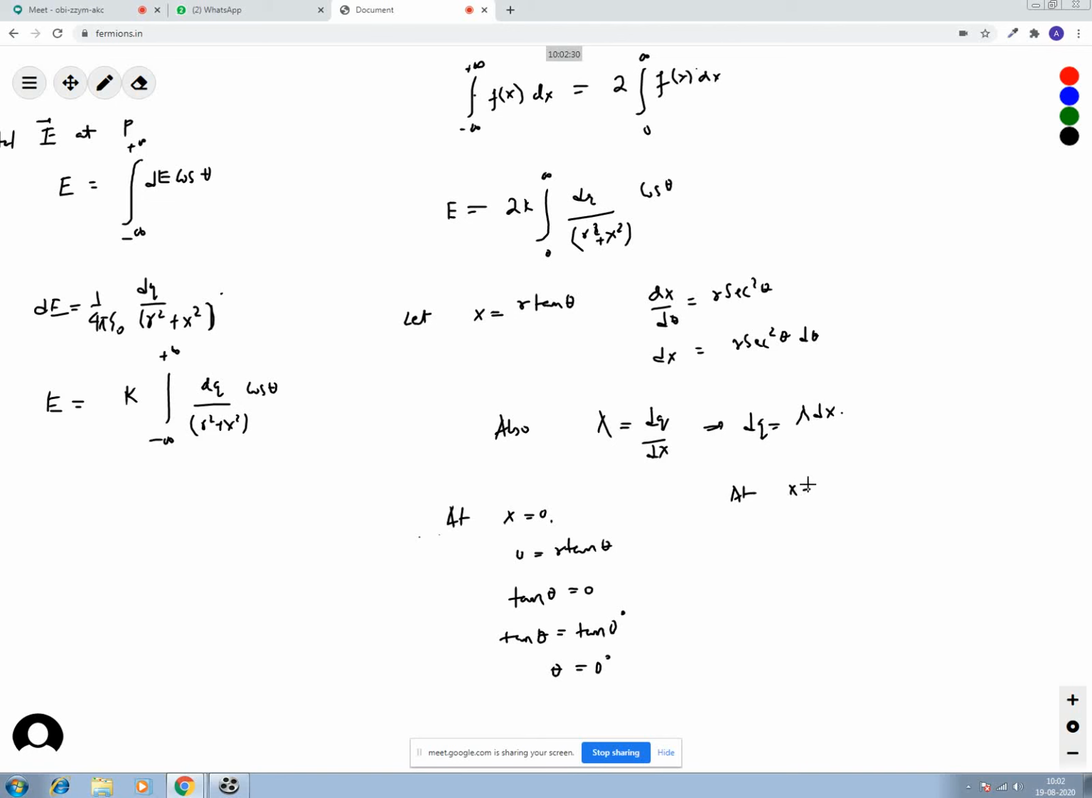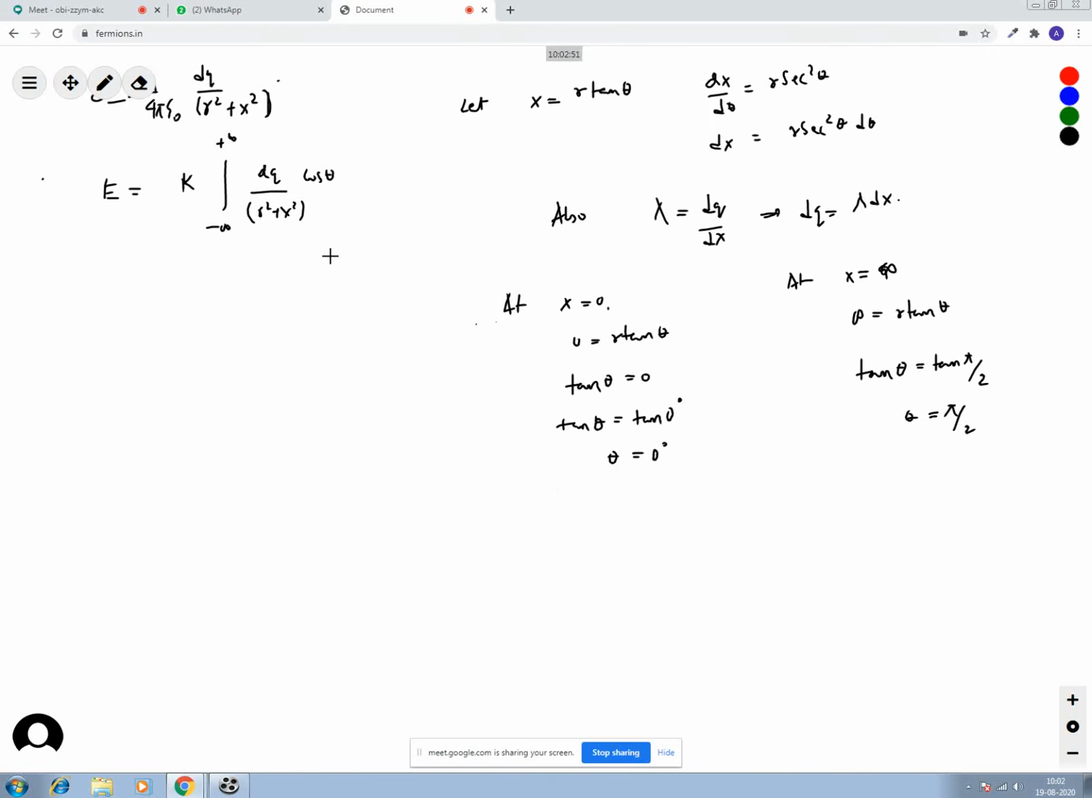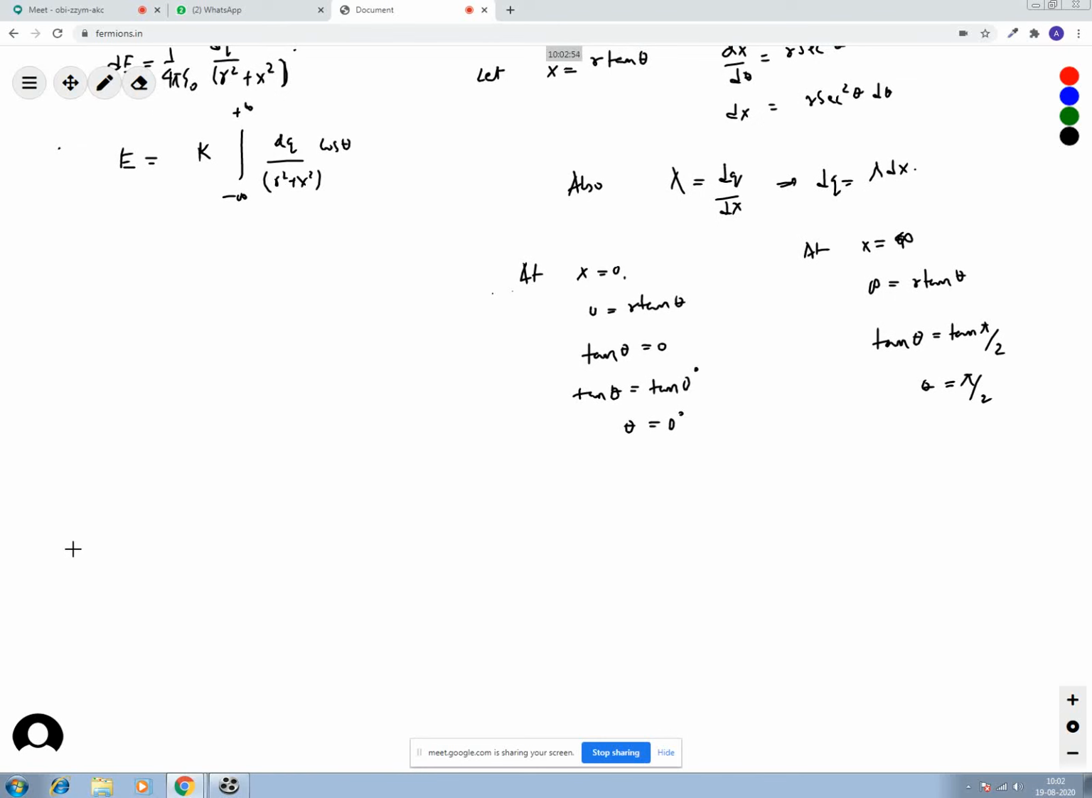And at x equals infinity, infinity is equal to r tan theta. So tan theta is equal to tan 90 or pi by 2. That means theta equals pi by 2. That means, look at the picture. Let me write it and I'll show you how beautifully the integration works out, from 0 to pi by 2.